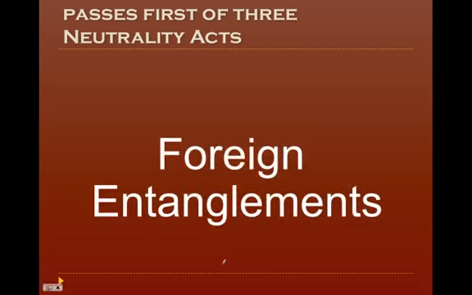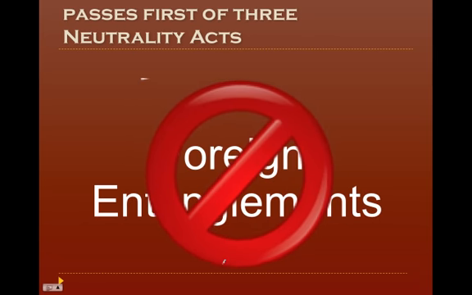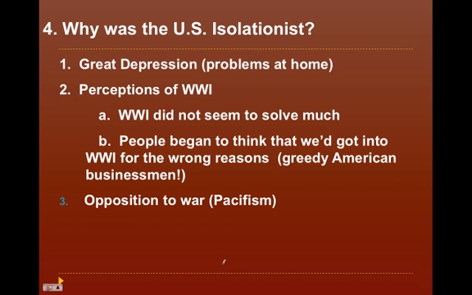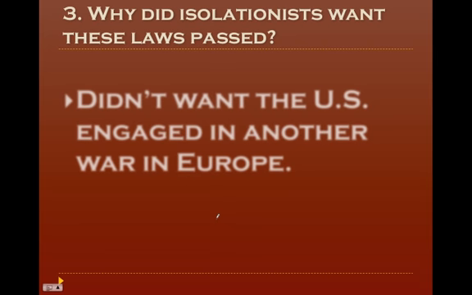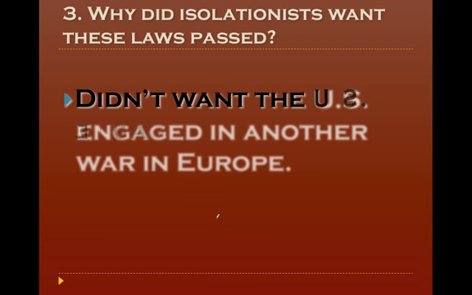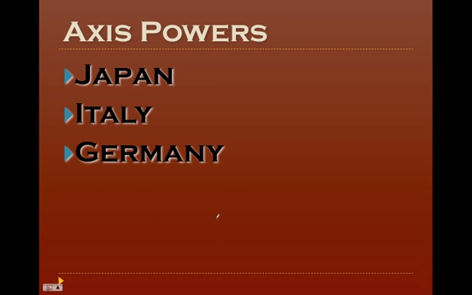But what does America really do? We pass three neutrality acts that basically keep us out of foreign entanglement. Why? Number one, the Great Depression. Number two, it seemed like World War I was a waste of time and a waste of lives. And there was this convincing notion that businessmen got us into World War I. The only people who benefited from World War I were businessmen. Why would we do that again? And there's this growing sense of pacifism. Again, people didn't want to get involved in another war in Europe.